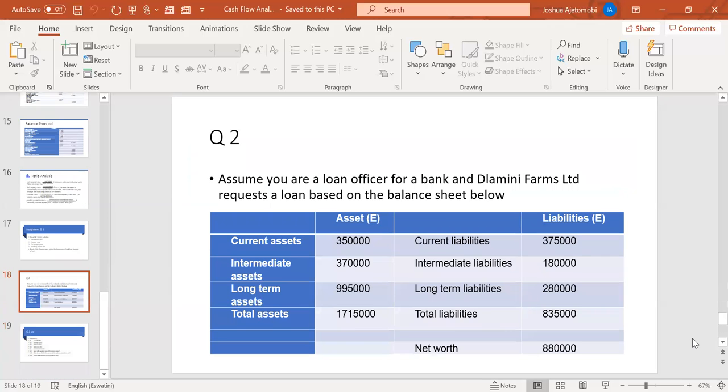So, question two: assume you are a loan officer for a bank. You are still a bank loan official now. And Lamini Farm Limited requests a loan based on the balance sheet below. You know this one is already summarized, so this is simpler than the other one. You have the current asset, intermediate, long term, and so on and so forth. Then you have the liabilities.